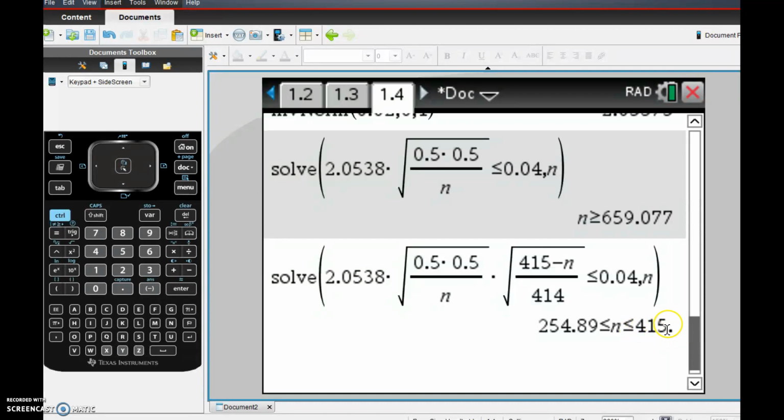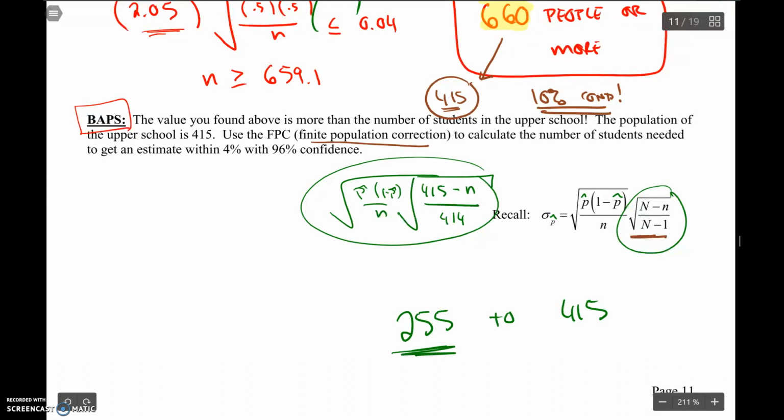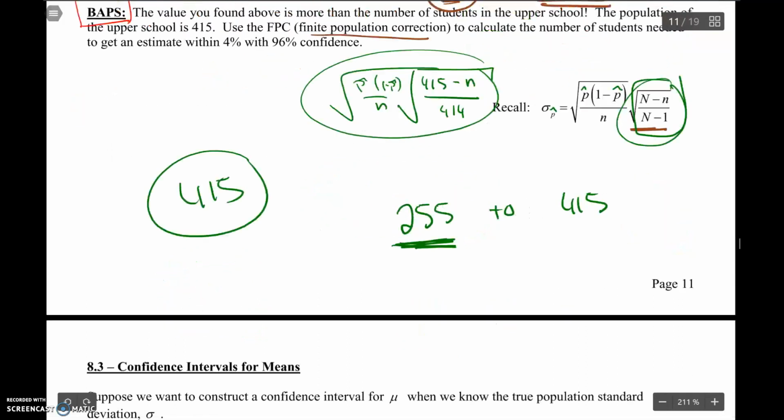You know, the maximum size that you could sample is 415, which is of course the population size, but the minimum would be 255. So 255 to a census. So the minimum would be 255 people. So out of the 415, you don't need to survey 160 of them. You could get it with just 255. That's what that correction factor does for you, which is kind of interesting.